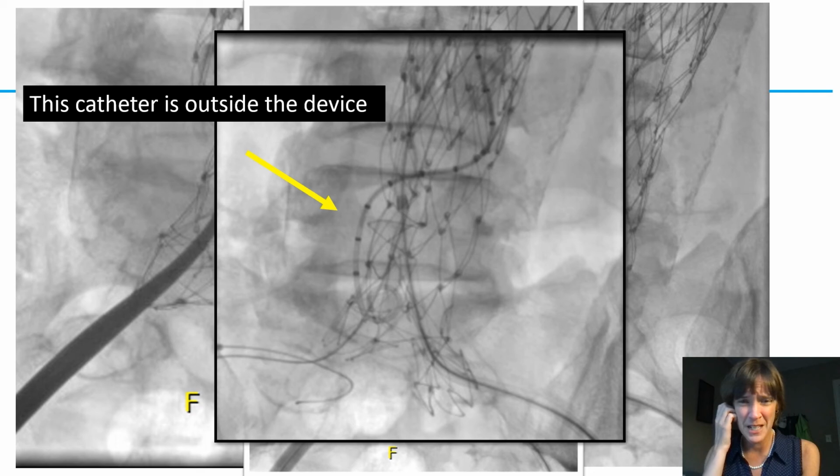So we got a pigtail catheter down from above, again, just to try to better understand which plane we were in between the existing devices and the wires. And you see that this catheter is clearly outside of the device. So at this point, we were starting to think very seriously about how we could safely do this.